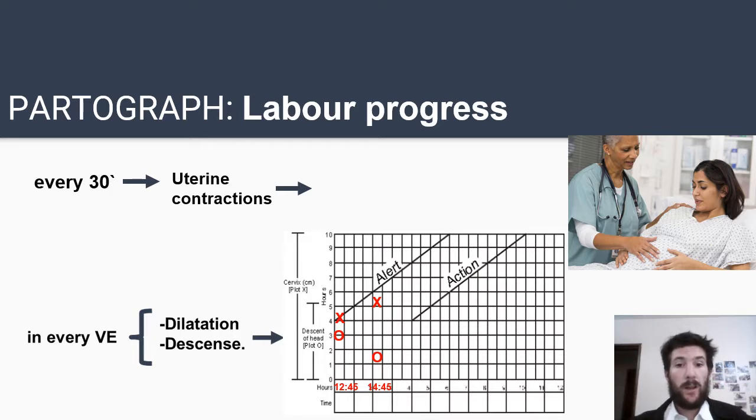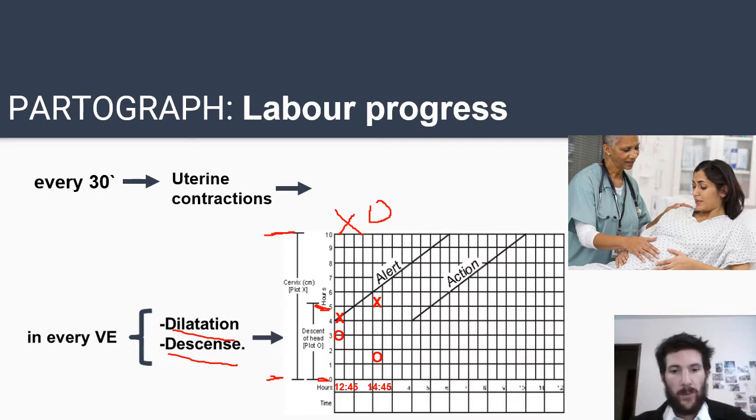The other important thing about the labor progress after the uterine contractions is the dilatation and the descent, that are very important features. The dilatation we mark with an X, and the descent we mark with an O. The descent is from here, from the fifth, to the 0, because we mark it in the rule of fifths. That means that we perform a per abdomen descent. And the dilatation we mark from 0 to 10. Okay?